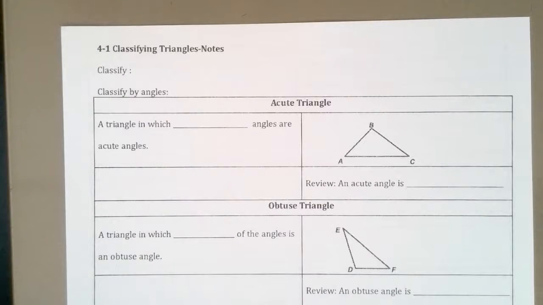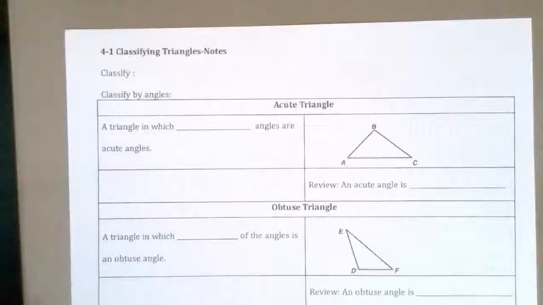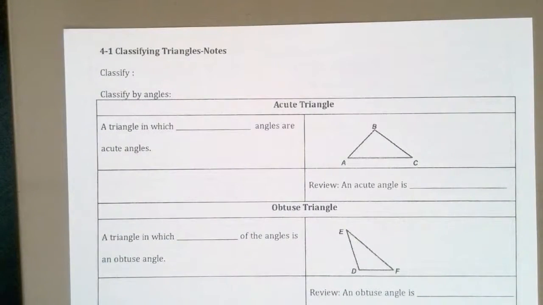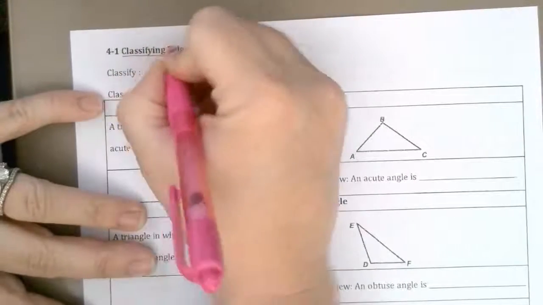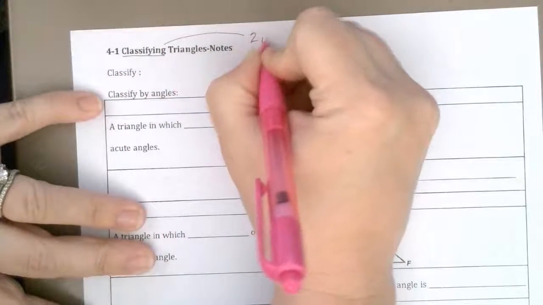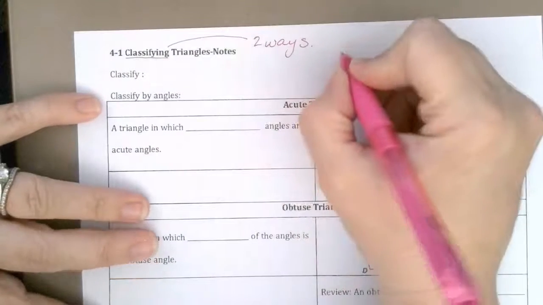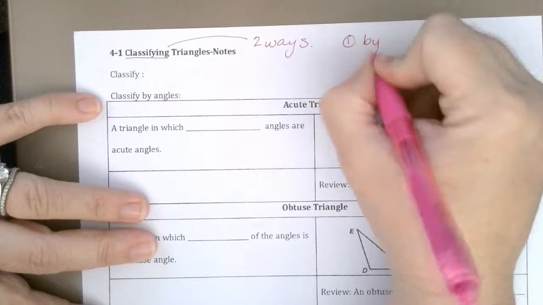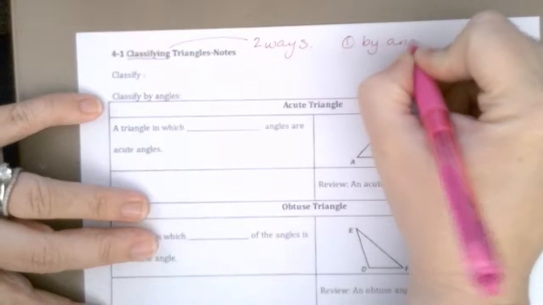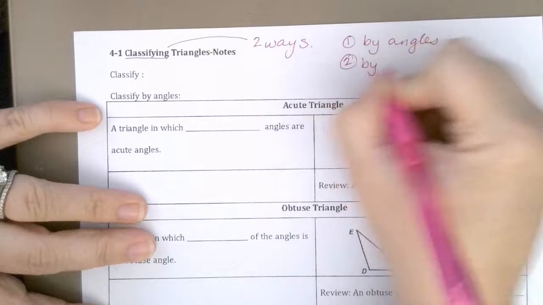Here we go, classifying triangles. We are going to be classifying triangles two ways. Let me get a color to write this so it shows up a little bit better. We're going to be classifying two ways. The first way is by sides, actually by angles. And the second way is by sides.